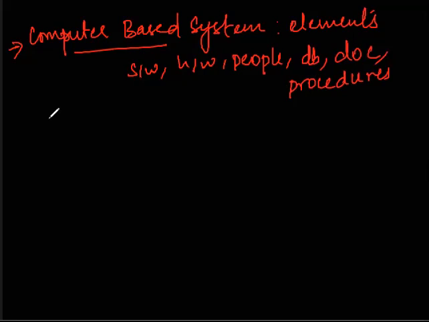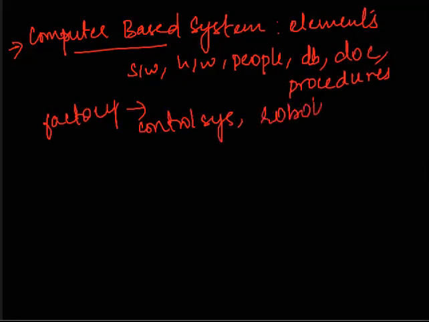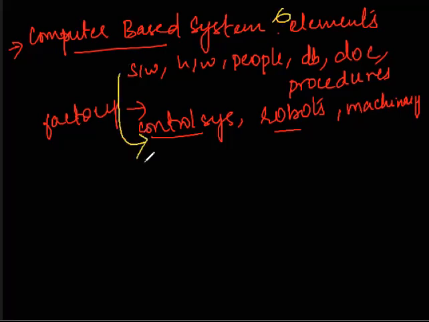We've also taken the example of a factory. Within the factory, the different elements that are used are the control systems, robots. Each of these is a control-based system. This control system, robots, or any machinery, these all are examples of computer-based systems. Now, each control system is going to make use of all these 6 elements.